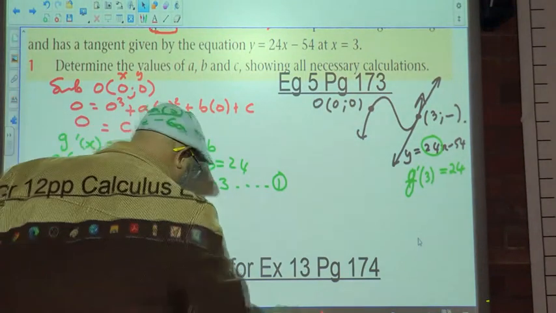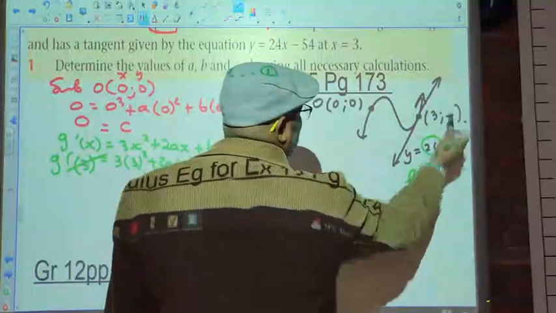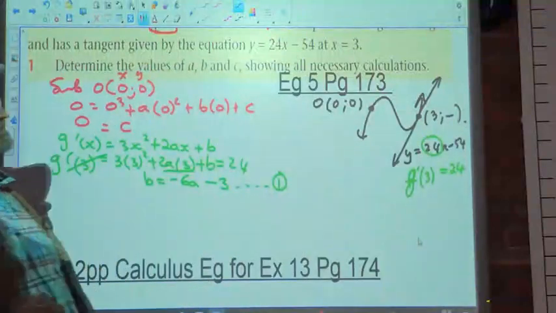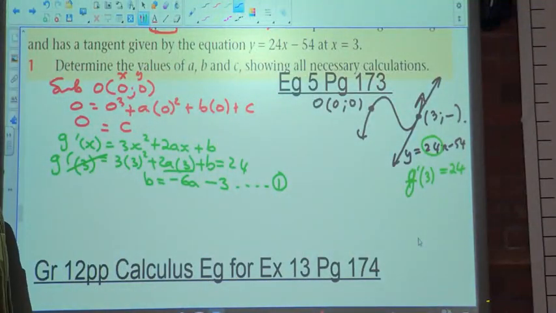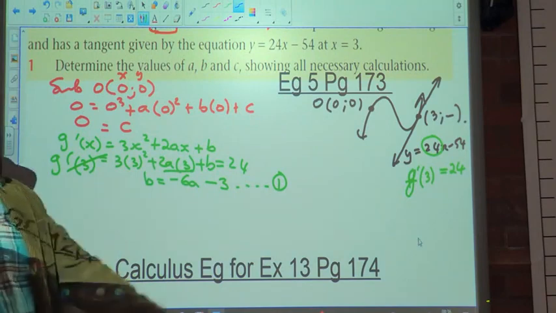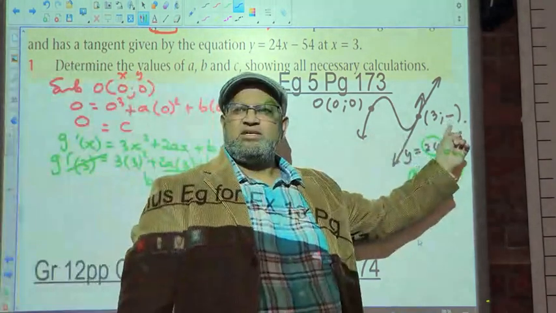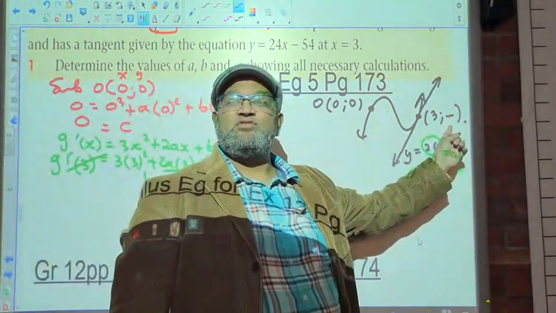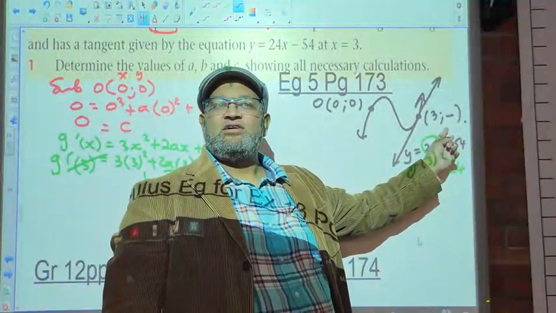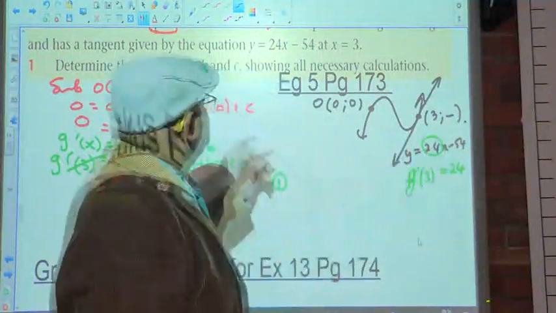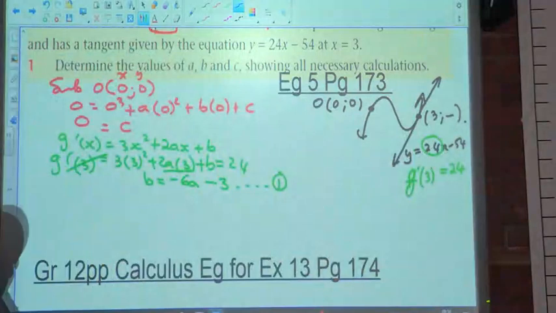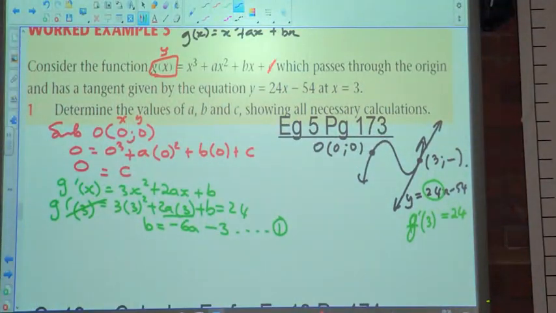Now, how are we going to get this other y value? Are we going to obtain that y value? Substitute 3 into the equation of? Can I go with g of x? No. Why not? The g of x has too many unknowns there.